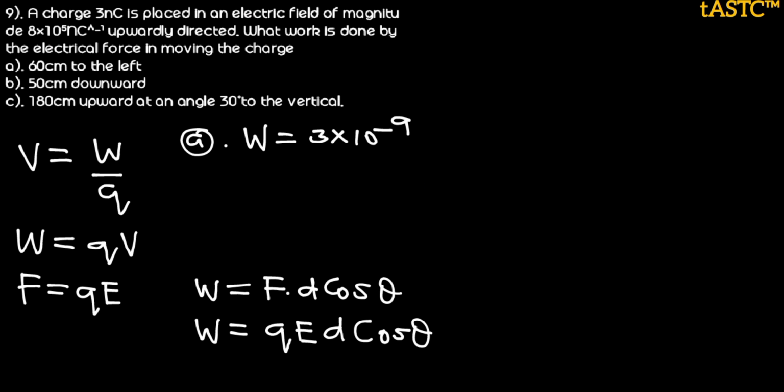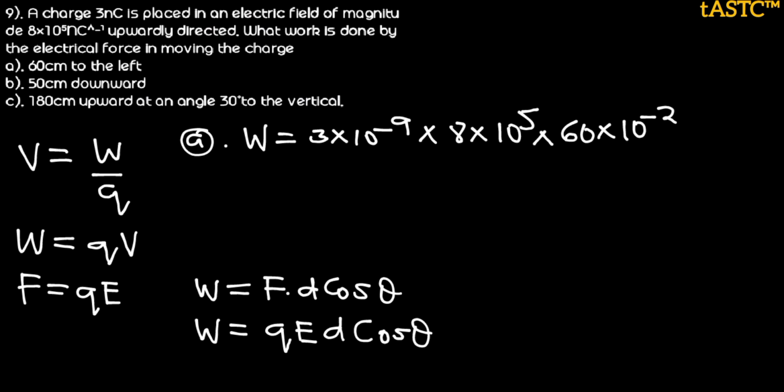So Q is 3 multiplied by 10 to the negative 9. Now the electric field was given as 8 multiplied by 10 to the power of 5. Now we got the distance, which is given as 60. And so this is going to be 60 multiplied by 10 to the power of a negative 2.